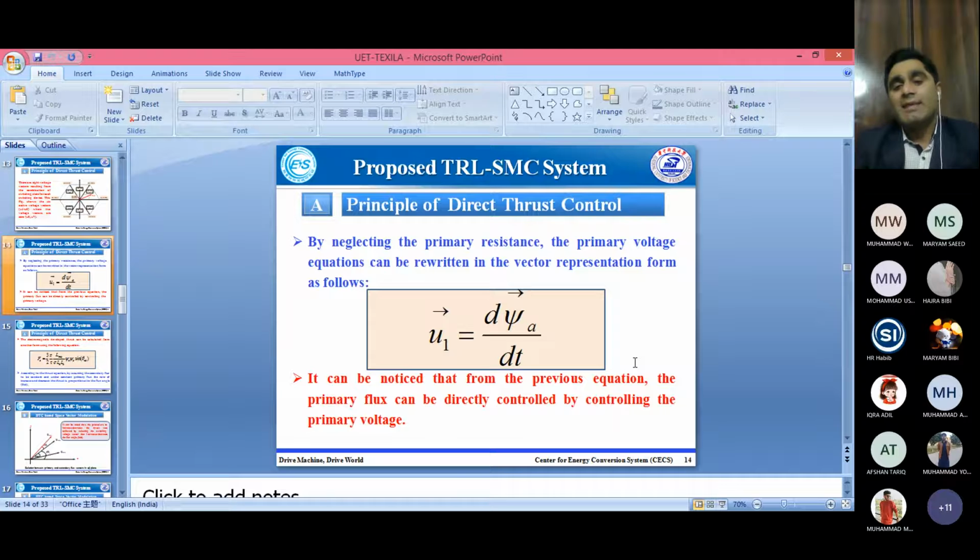Neglecting the primary resistance, the primary voltage equation can be rewritten in vector representation form as follows. It can be noticed from the previous equation that the primary flux can be directly controlled by controlling the primary voltage. It means whenever we control the voltage, we are controlling the flux, because it has a direct relation.